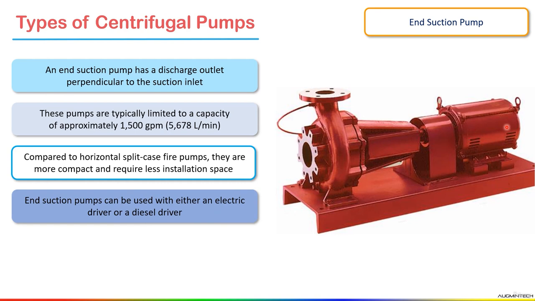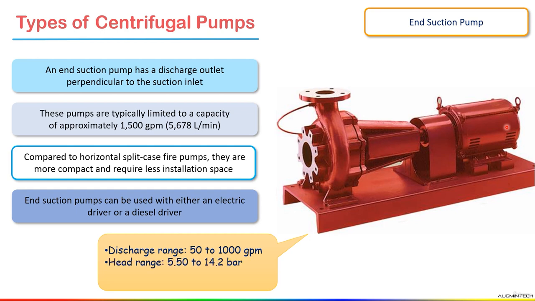End suction pumps can be used with either an electric driver or a diesel driver, both. Remember, the discharge range given for the end suction pump is 50 to 1000 GPM. The head range is 5.5 to 14.2 bar, and the rated speed of the motor is 2900 to 3000 rpm.